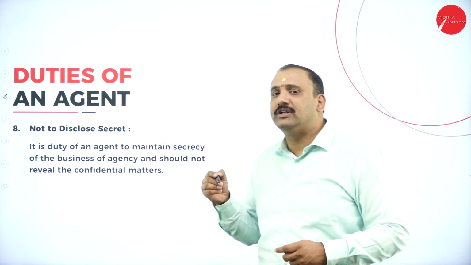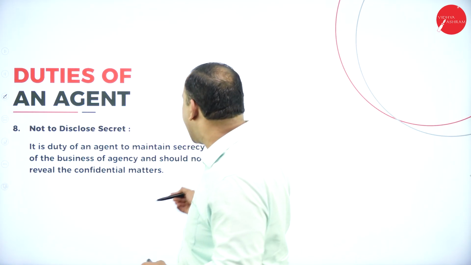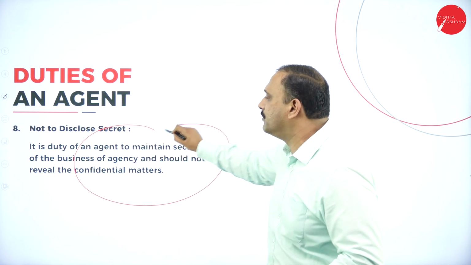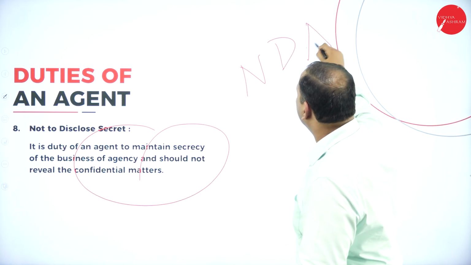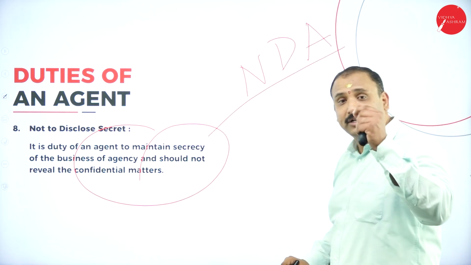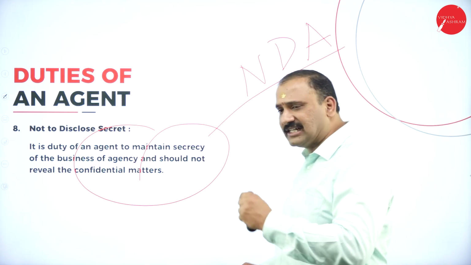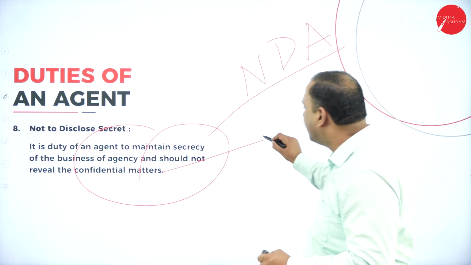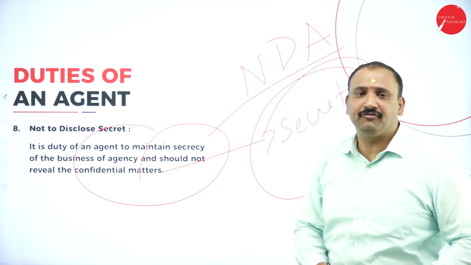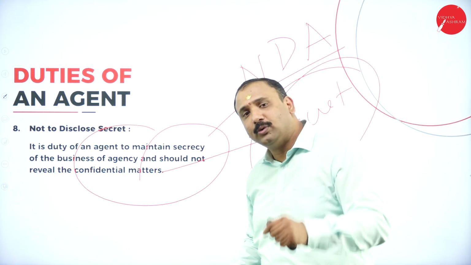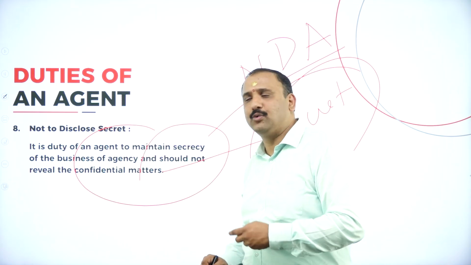Followed by not to disclose the secret. Suppose it is being told that there is a non-disclosure agreement. So it is the duty of the agent to maintain secrecy. Now there is something called NDA, which stands for Non-Disclosure Agreement. You are not supposed to reveal the secrets of the business. So that is why we call it a confidential matter. It's kind of a secret altogether. So the moment you say it is confidential in nature, it is the duty of the agent to follow that rule and not reveal the secrets outside.